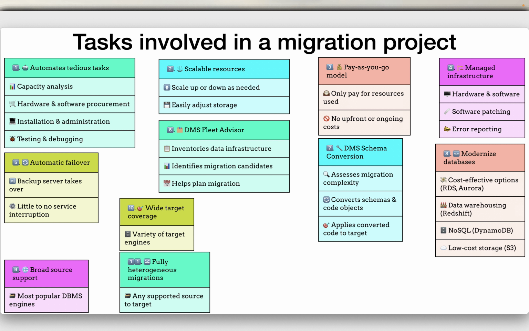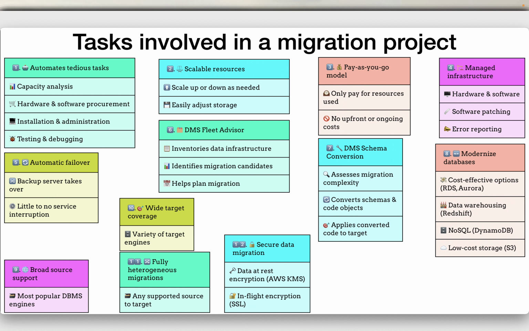You can migrate from any of the supported data sources to any of the supported data targets. AWS DMS supports fully heterogeneous data migrations between the supported engines. And DMS ensures that your data migration is secure. Data at rest is encrypted with AWS Key Management Service, KMS encryption. During migration, you can use SSL to encrypt your in-flight data as it traverses from source to the target.